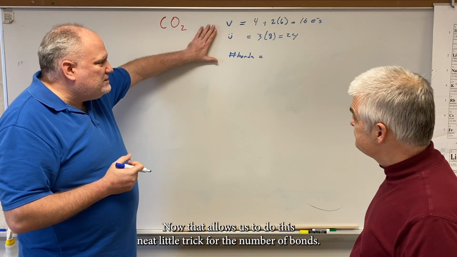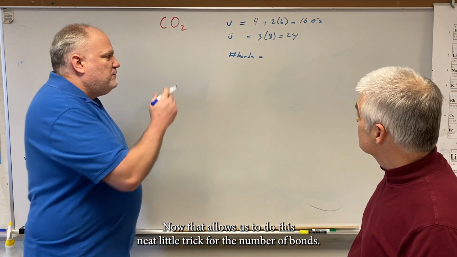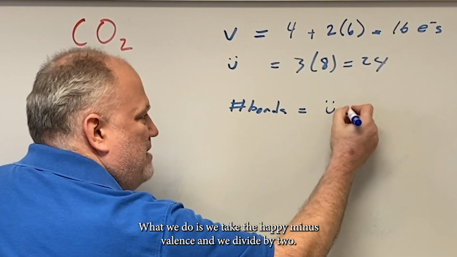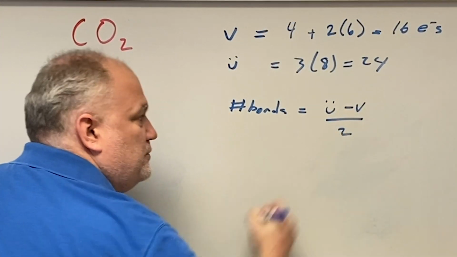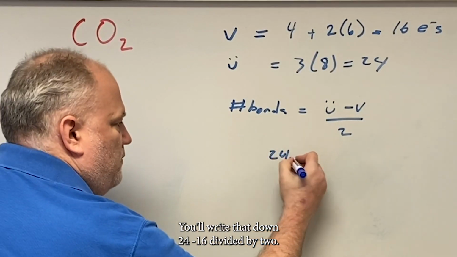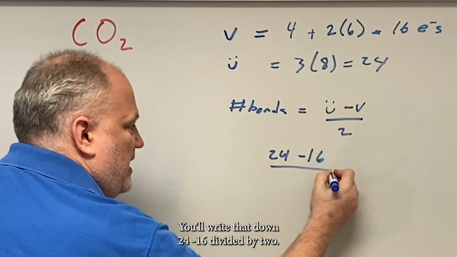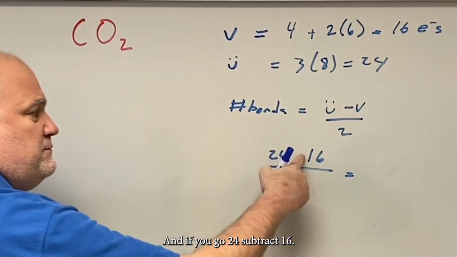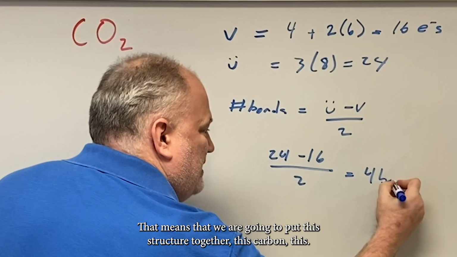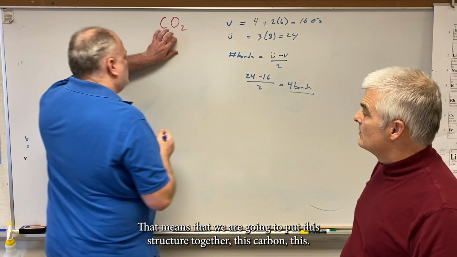Now that allows us to do this neat little trick. For the number of bonds, we take the happy minus valence and we divide by 2. So happy is 24 minus 16, right? You want to write that down. 24 minus 16 divided by 2. And if you go 24 subtract 16, that's 8. 8 divided by 2, that's 4. That means that we are going to put this structure together, this carbon, this oxygen, with 4 bonds.